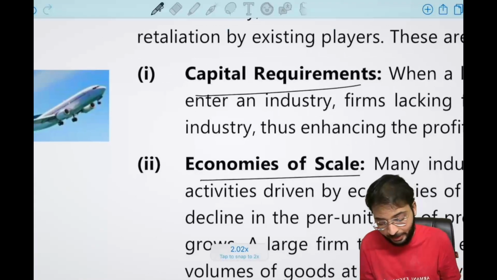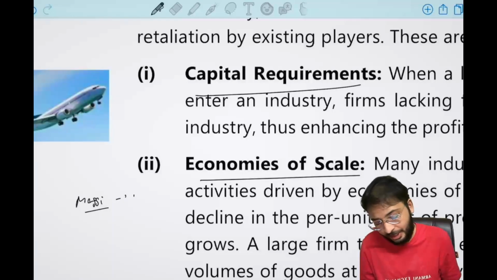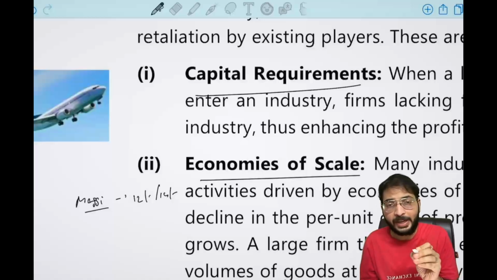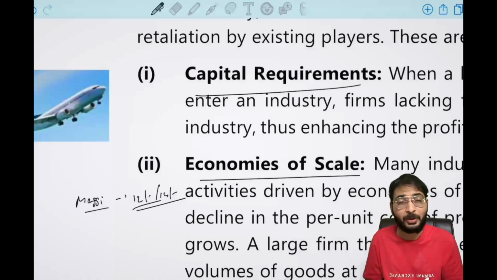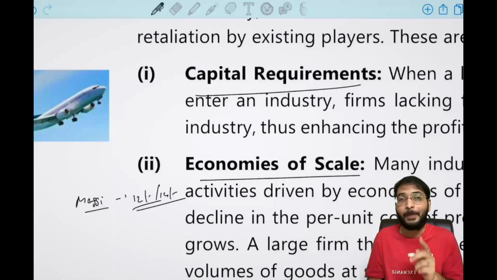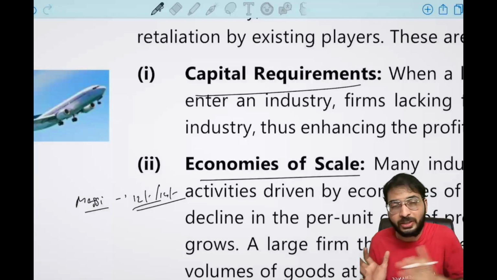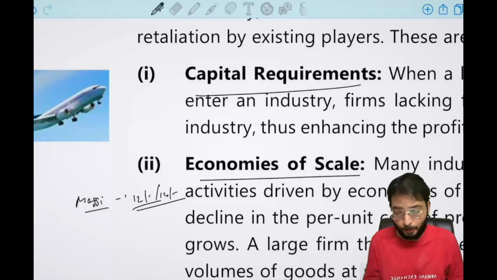If you see Maggie, it is initially I think 12 or 14 rupees, right? Now, if you are a competitor, if you want to start an instant noodles brand, definitely you cannot produce it for 12 rupees or 14 rupees. Why? Because Maggie is producing at a huge scale of production.